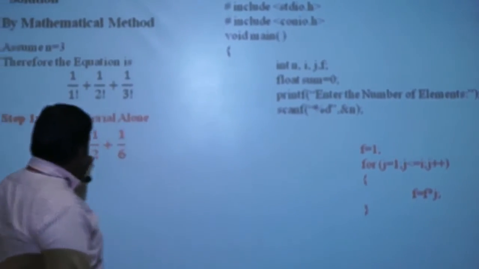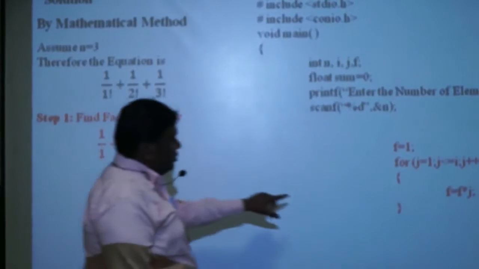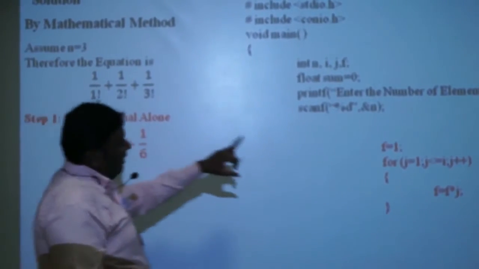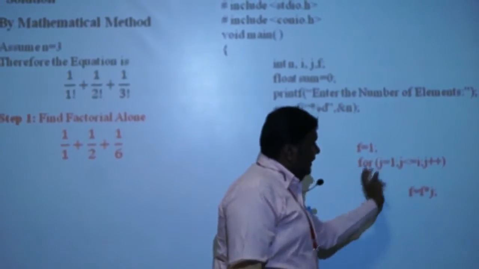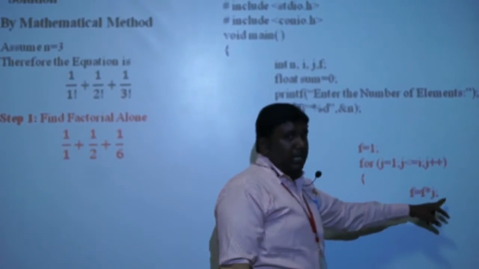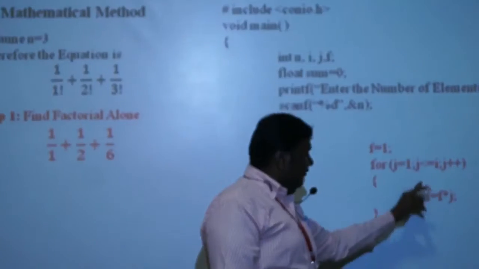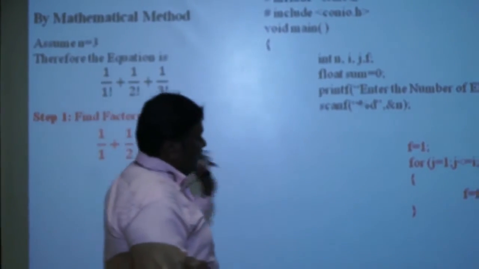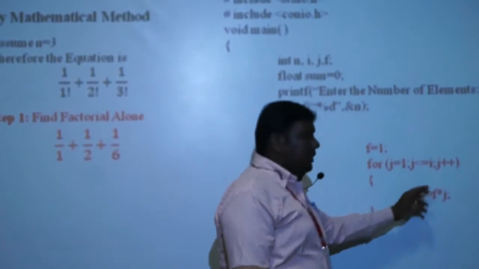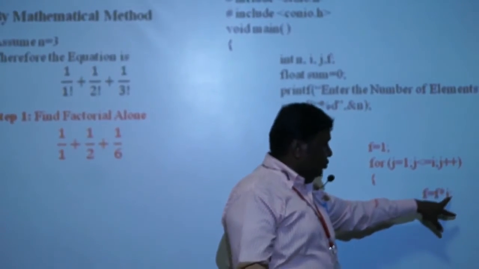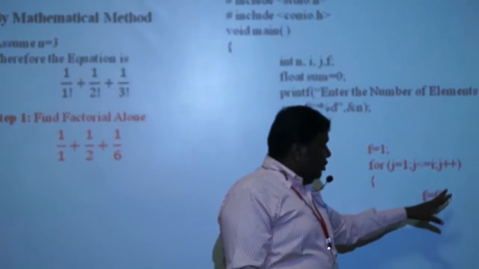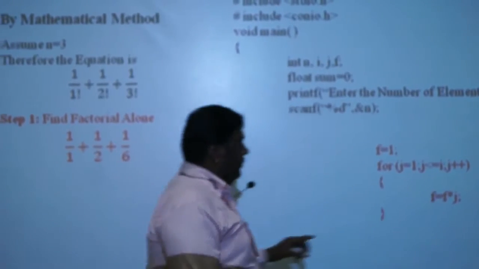For the initial case, when i equal to 1, my factorial is going to be 1. In the second case, when i equal to 2, f is equal to 1, and in the second iteration, 1 into 2, that means 2 will be stored as f. For the third case, 3 factorial, the answer should be 6. So first iteration f is equal to 1. Second iteration j becomes 2, so 1 into 2 becomes 2. Third iteration j becomes 3, so 3 into 2 becomes 6 and will be stored in f.